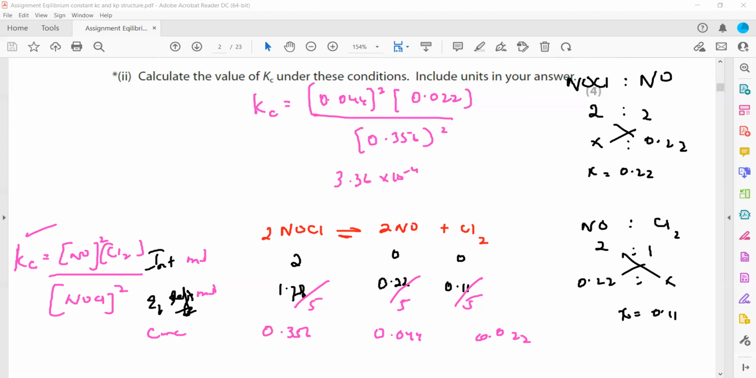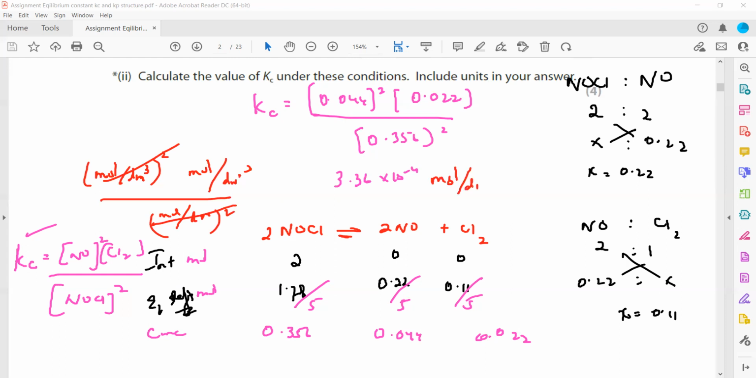And what about the unit? How to work out the unit of concentration? Like here it is mole per dm cube. So this will be mole per dm cube, and then squared. This will be mole per dm cube, and this will be mole per dm cube. So this will cancel with this. So mole per dm cube is left. So the unit of this Kc, 3.36, is moles per decimeter cube.